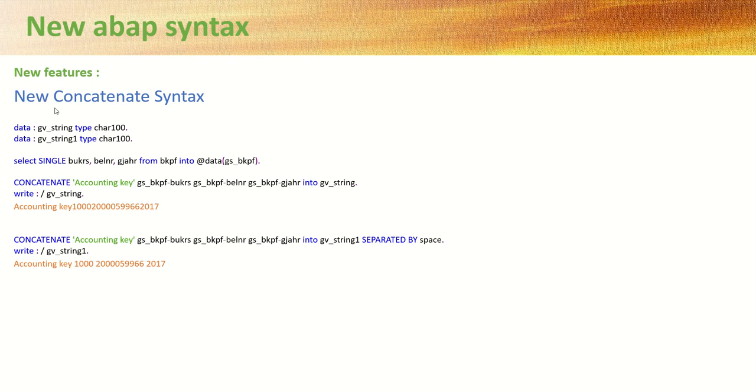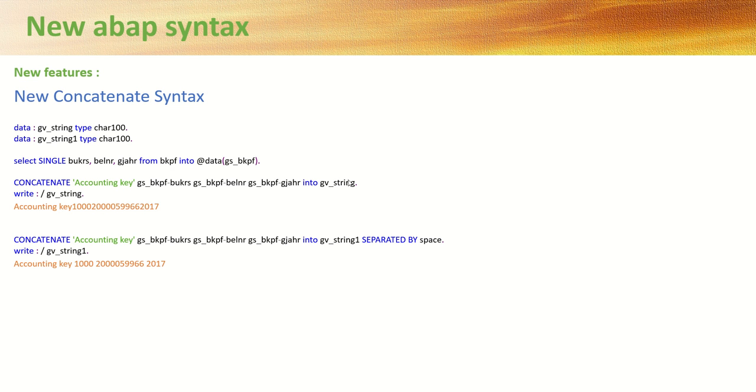How to use concatenate syntax. As per the old syntax, after doing some data declaration, if you want to concatenate any variables, we write the concatenate syntax like this: concatenate some text field and then variables into a new variable in which you want to get the concatenated value.